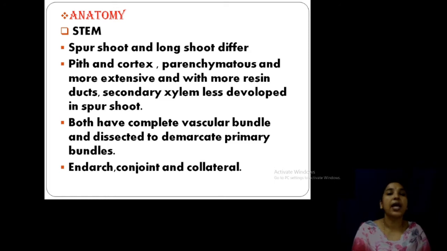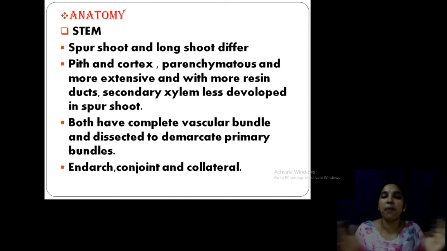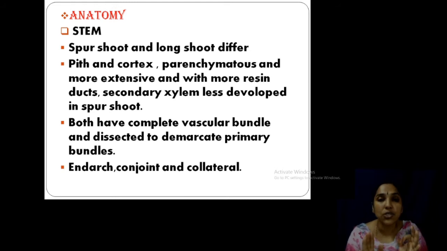Both spur shoot and long shoot have vascular bundles demarcated with primary bundles that include xylem and phloem, and these are endarch, conjoint and collateral. These endarch, conjoint and collateral bundles are a characteristic feature of the dicot stem. So the same pattern is observed here. Presence of cambium is there, and epidermis, cortex, pith, parenchymatous tissue and also resin canals.